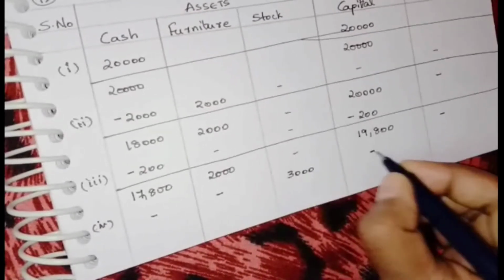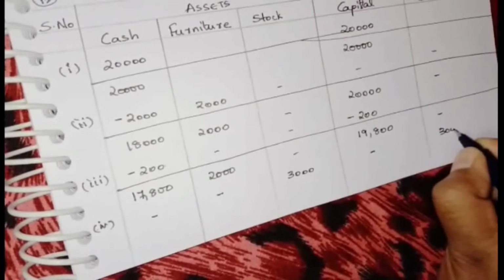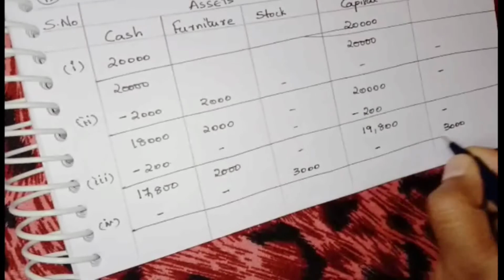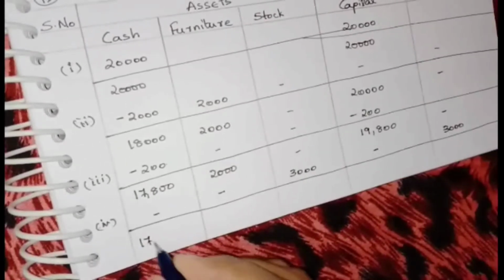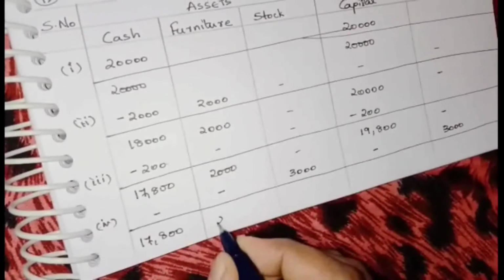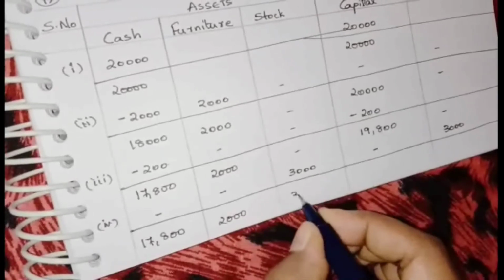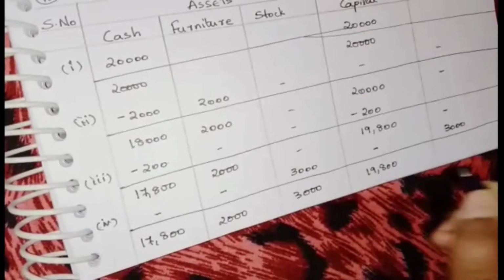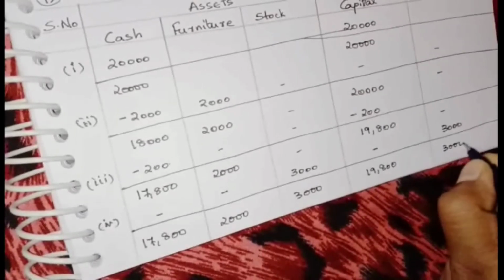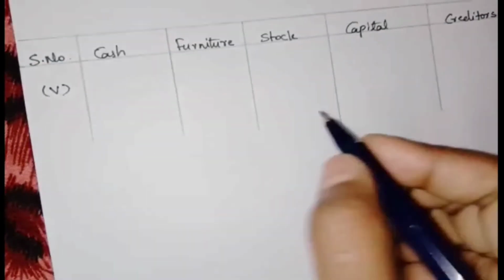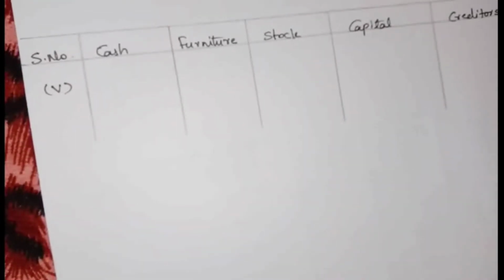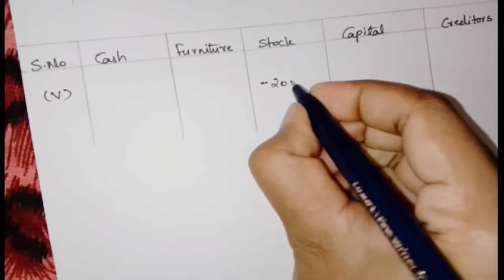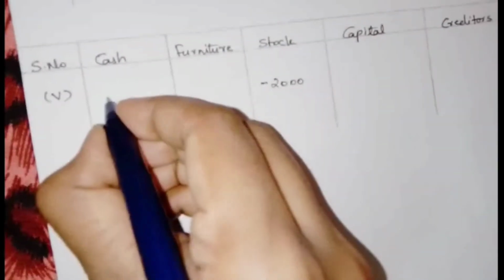Okay, next, fourth one. Rahim purchased goods on credit. Since it is a credit purchase, there will be a credit balance, that is a creditor's balance, and increase the stock by rupees 3,000. Increase the creditor's balance by rupees 3,000. So the balance comes to 3,000, that is the stock. Cash, furniture and stock 3,000, and capital as it is 19,800, and the creditors balance is 3,000 rupees.